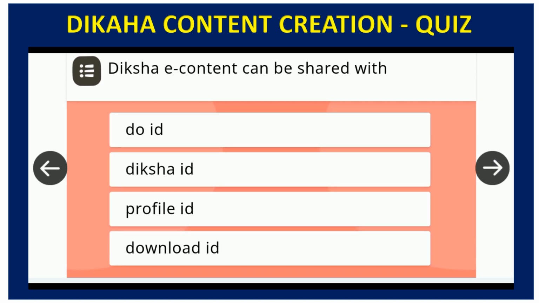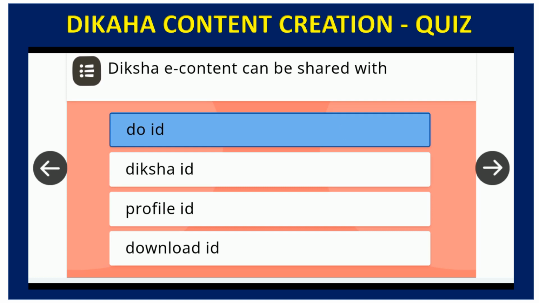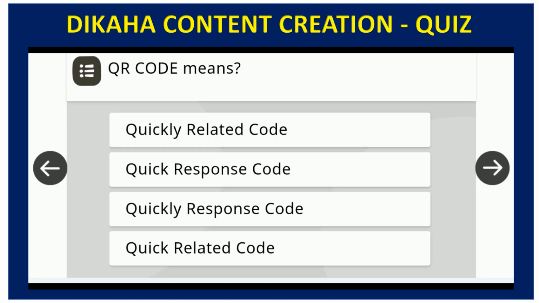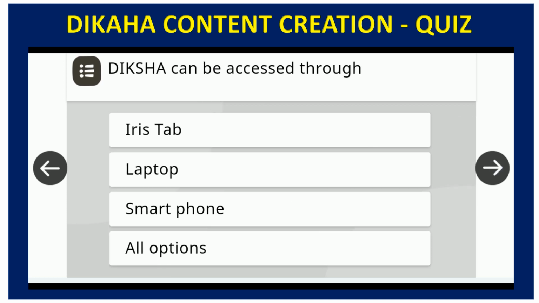Diksha e-content can be shared with Do ID, Diksha ID, Profile ID, Download ID. The correct answer is Do ID. QR code means quickly related code, quick response code, quickly response code, quick related code. Quick response code is the right answer. Diksha can be accessed through iPad, tab, laptop, smartphone, all options. The correct answer is all options.